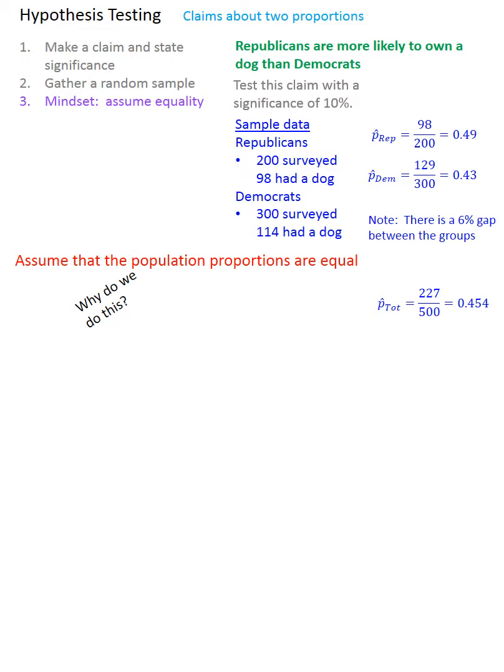And why are we assuming the population proportions are equal when it seems like we're trying to prove the exact opposite? Because if we assume they're equal, and we can show that this sample data, this 6% gap, is highly unlikely to have happened by chance in a world where the population proportions are equal, then we can cast some doubt on that assumption, known as the null hypothesis, and turn our favor towards the alternative hypothesis, that which we are trying to show.